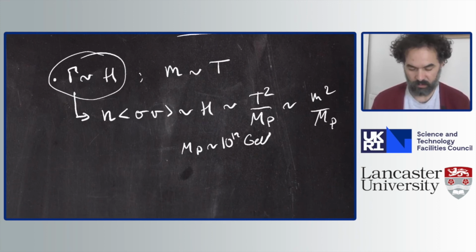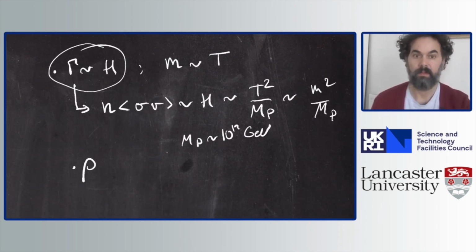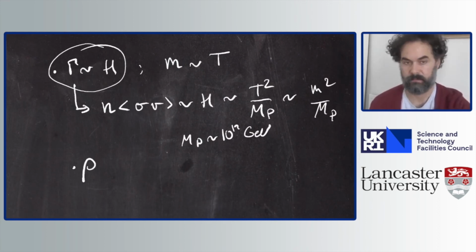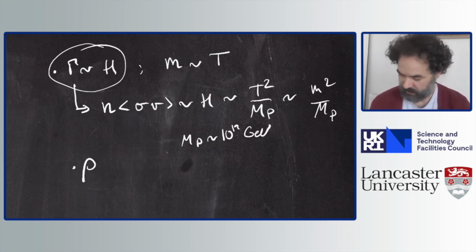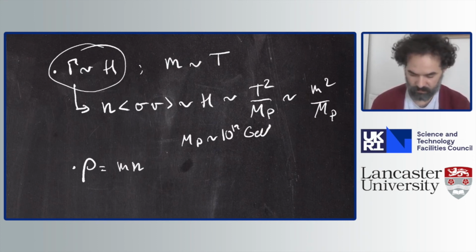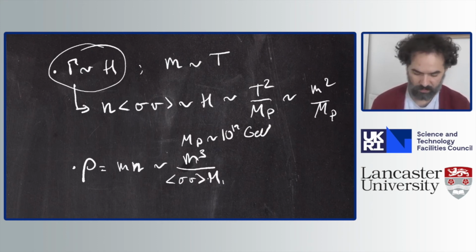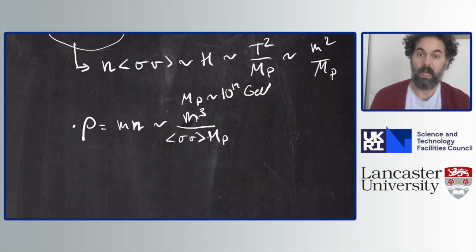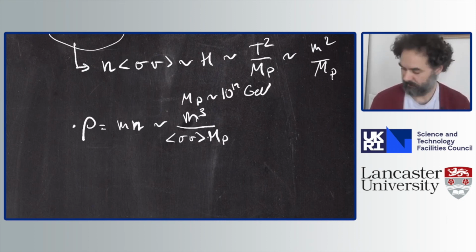Now, what else do we know? Well, we know that the energy density rho is now going to be given by m n, because this is a non-relativistic particle, and this should go as, from what we just derived, m cubed over the average cross-section times m Planck. Nice. How does this evolve from the decoupling time to today? Those are, remember, things we have already seen.